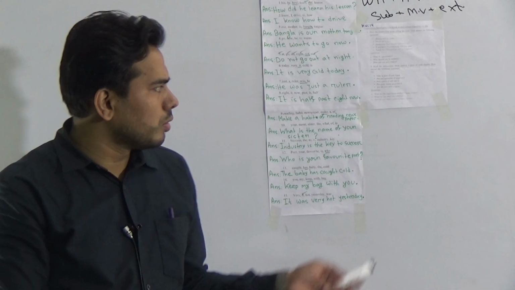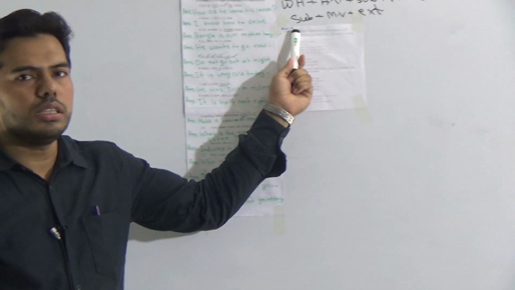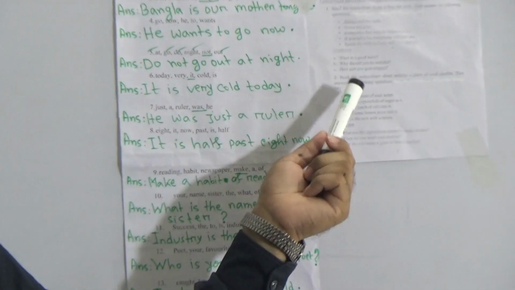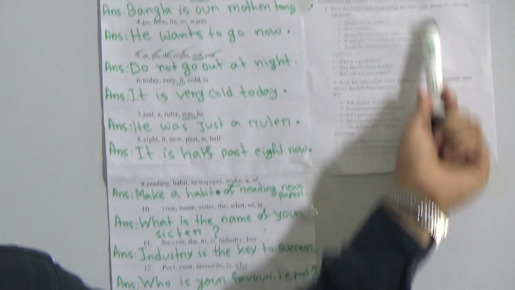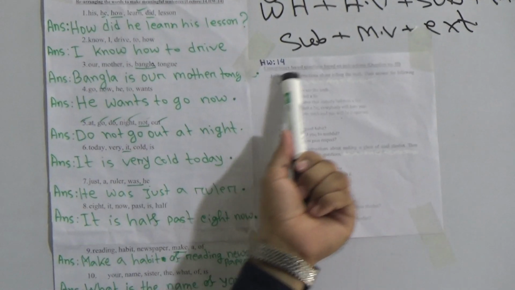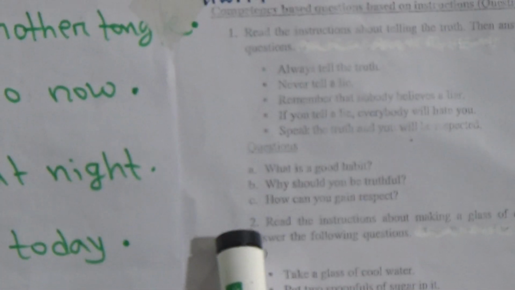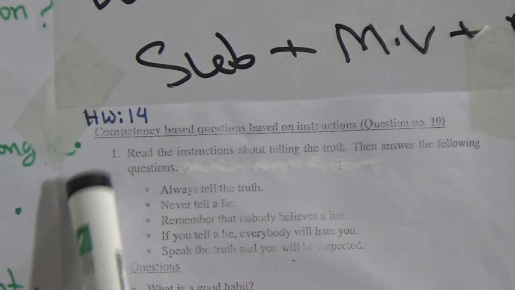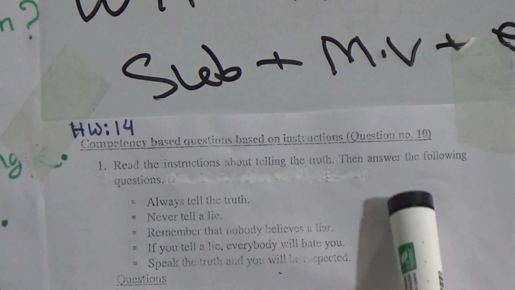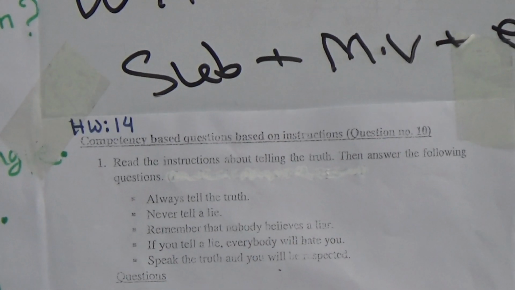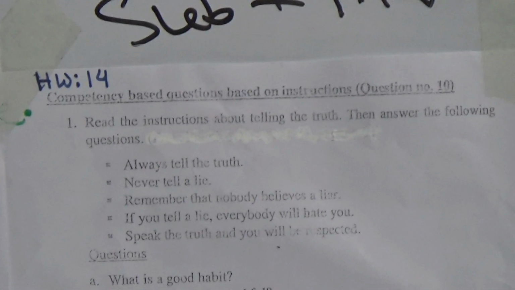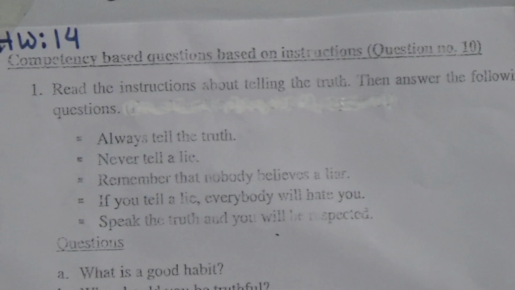Now take your HW. Your HW number 14 and lecture number also 14. Your HW has been taken from your suggestion. The topic is competency based question. Question number 1 and 2 have been taken from your suggestion, item number 10, at the last portion of your suggestion. This competency based question, number 1 and 2, is HW. I am reading out your question.